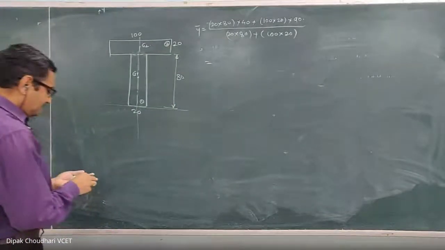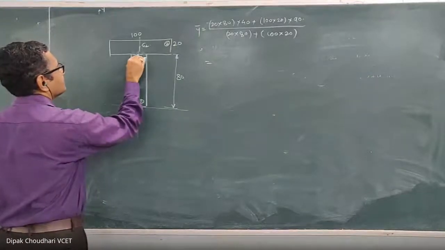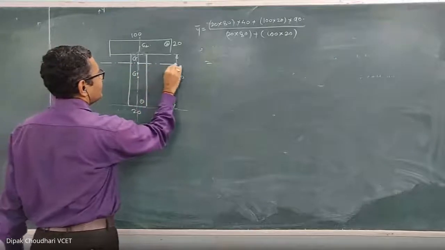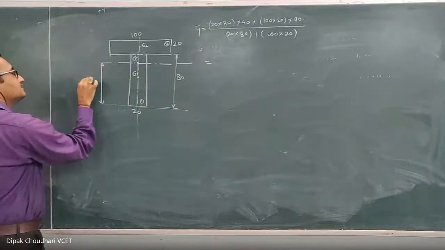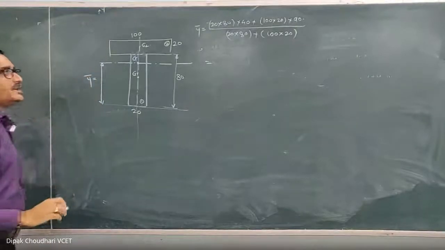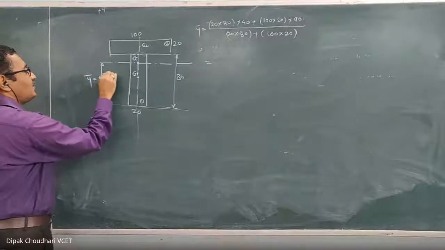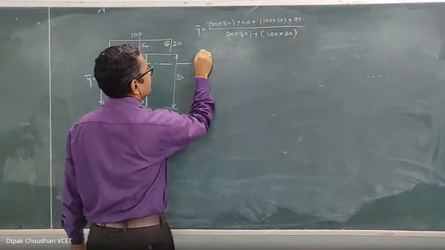Tell me the answer. It will be somewhere here, the centroid. This is the centroidal x-axis, and this distance is y bar. How much? 67.78. Okay, y bar equals 67.78.